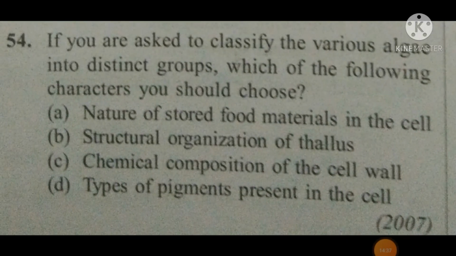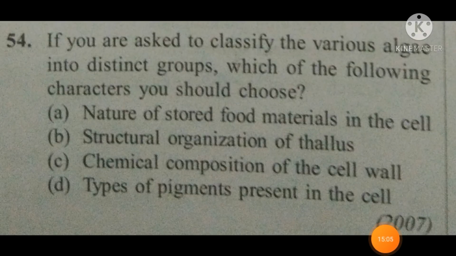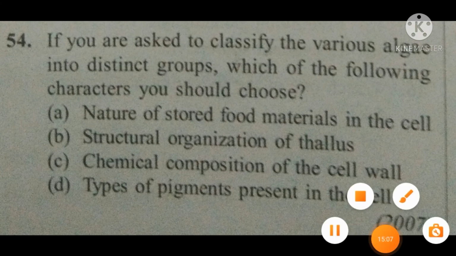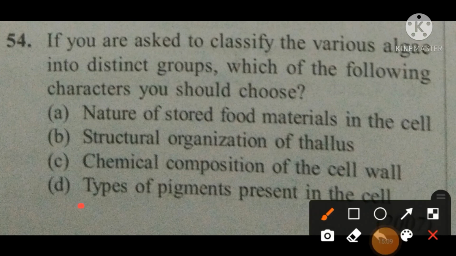Next question. If you are asked to classify the various algae into distinct groups, which of the following characters you should choose? A. Nature of stored food materials in the cell. B. Structural organization of thallus. C. Chemical composition of the cell wall. D. Types of pigments present in the cell. So the correct answer for this is option D, types of pigments present in the cell.